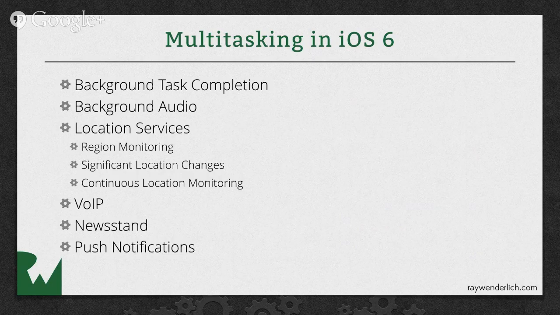Also, there's a bunch of multitasking APIs that have to do with location services, such as geofencing and region monitoring. Basically, if you cross a certain area, your device will be woken up by the OS, and you'll be allowed to handle that event.